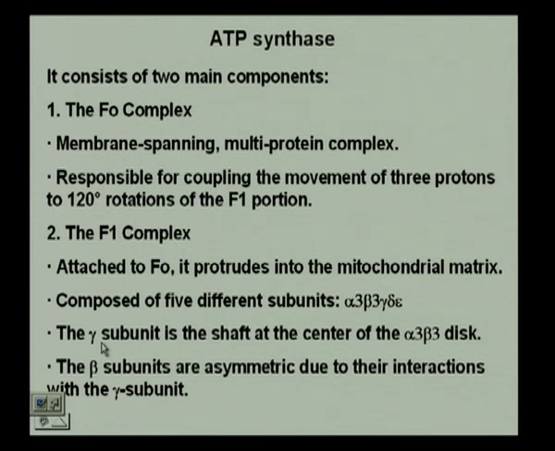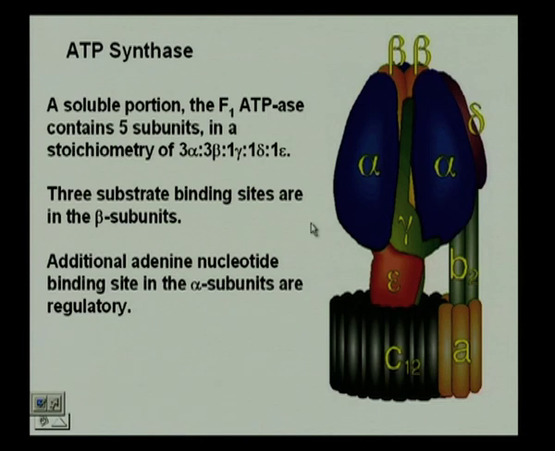The gamma subunit is the shaft at the center of the alpha 3 beta 3 disc, and the beta subunits are asymmetric due to their interactions with the gamma subunit. Okay? Now, let us see what each of these things mean.